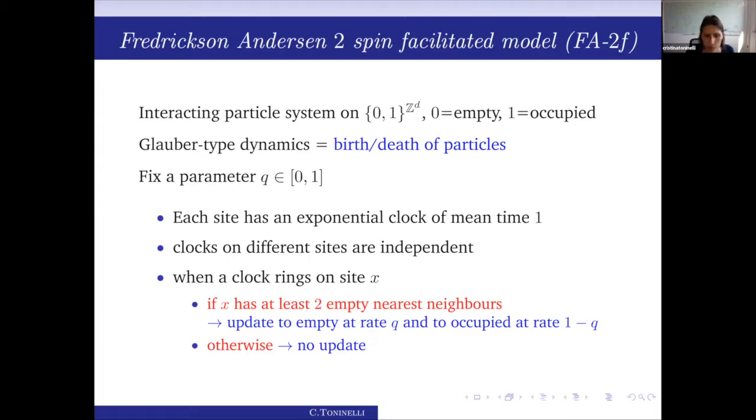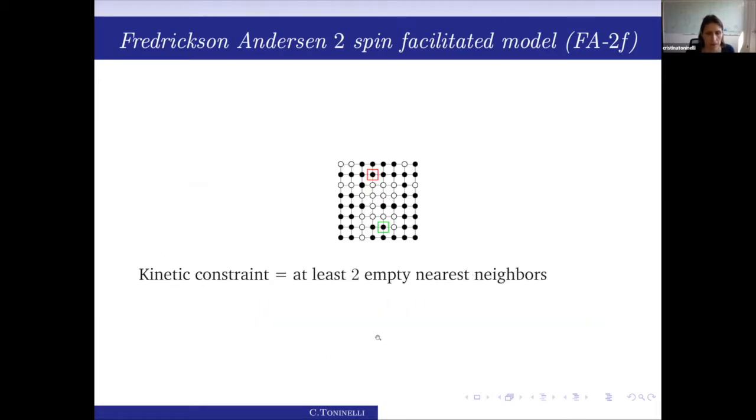We'll come to a formal definition in a second. So this model is characterized by the presence of a kinetic constraint, which is this: having at least 2 empty nearest neighbors in order to be able to update. For example, here I depicted the configuration.